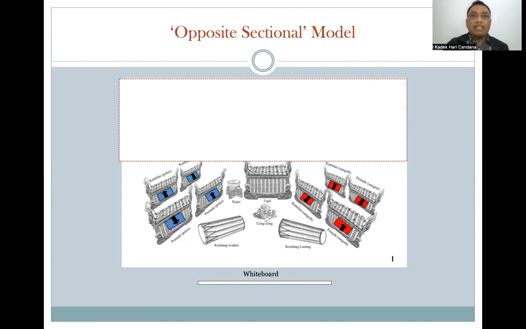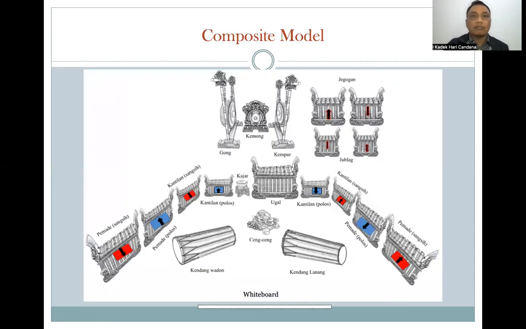In order to determine the most appropriate model for resolving these issues, I created the composite model. The composite model places Gangsa Pemade, Gangsa Kantilan, Ugal, and Kajar in a U-shaped formation. Here, the Gangsa Pemade and Gangsa Kantilan, polos and sangsih, are not grouped together, but are positioned across from each other. The Kendang and Cengceng remain in the middle, while the Gong, Kempur, Jegogan, and Jublag remain in the back.